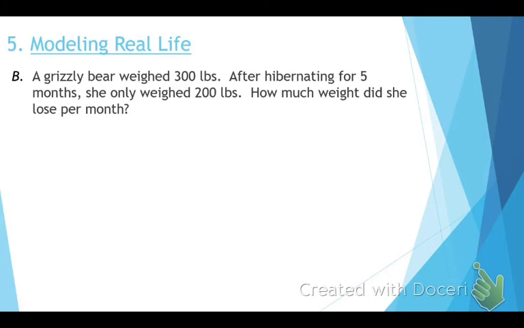It's the grizzly bear problem, and we did a problem just like this in class yesterday. There's a grizzly bear who weighed 300 pounds, and after hibernating for 5 months, she only weighed 200 pounds. How much weight did she lose per month? There was this little formula I gave you yesterday in your notes. Does anybody remember the words that I used? We did a verbal model yesterday to help us with our notes.